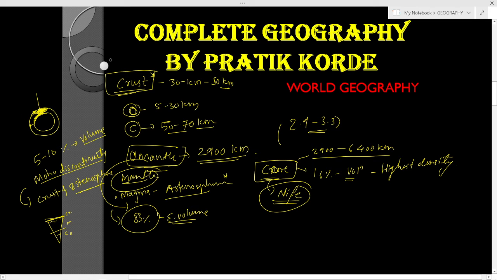The area which separates core and mantle, there we find a gap which is called Gutenberg's discontinuity. See, as far as the core is concerned, it is also divided into outer core and inner core. Inner core is basically solid. The outer core is molten, or basically liquid state. Now the Gutenberg discontinuity lies between the mantle and outer core.